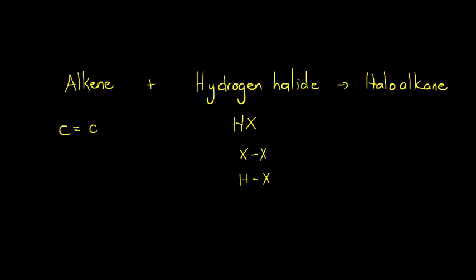Before I go any further, what is this process called? Well, again, a very simple name. The previous one was halogenation. This one gets a hydrogen, so it's hydrohalogenation. Again, very simple name, referring to adding a hydrogen and a halogen to an alkene. So let's look at an example of that.